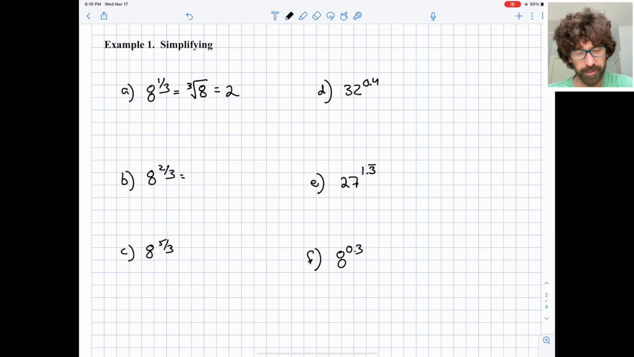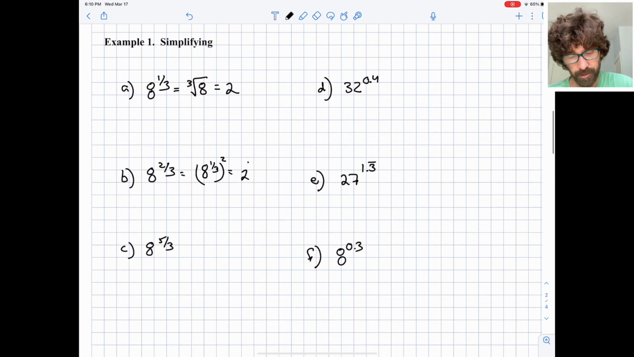8 to the 2/3. Okay, well, we already found 8 to the 1/3, so we can write this as 8 to the 1/3 then squared, right? And so 8 to the 1/3 is 2, and 2 squared is going to be 4. So that would be an answer.